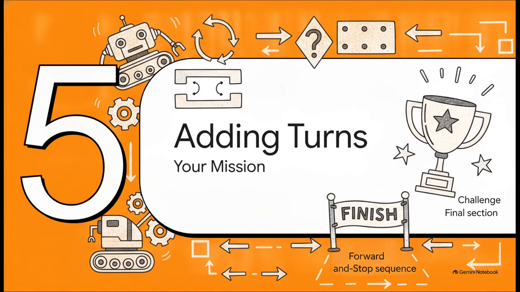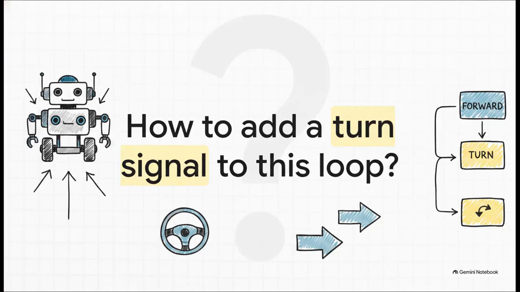And finally, Section 5. Your challenge, adding turns. So here's the deal. You know how to make it go forward, and you know exactly how to make it stop. But let's be real. Robots need to navigate around obstacles. They can't just drive in a straight line.